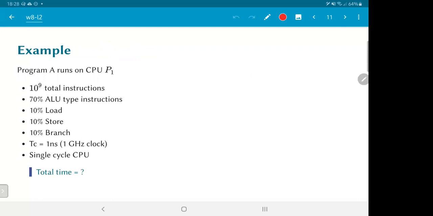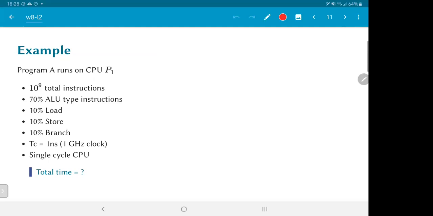So let's take a few examples to try and understand exactly what this means. Let's consider a program, we call it program A, and a CPU, which we will call P1. Program A contains 10 to the power of 9 total instructions. Right now, I don't care exactly what the instructions are or what program A does. I'm only looking at the total number of instructions.